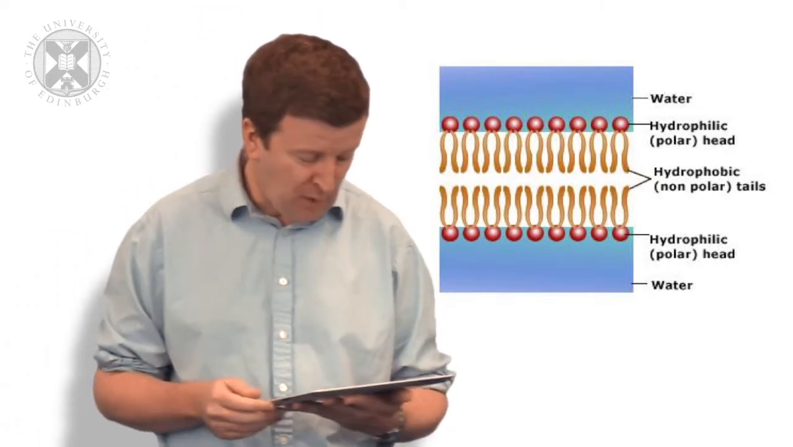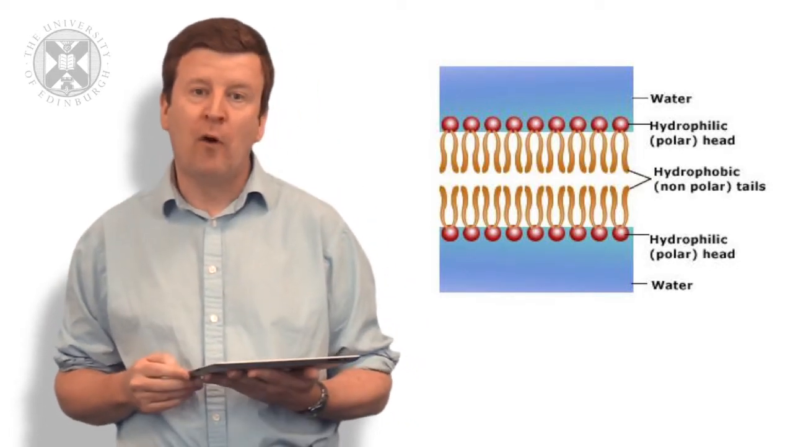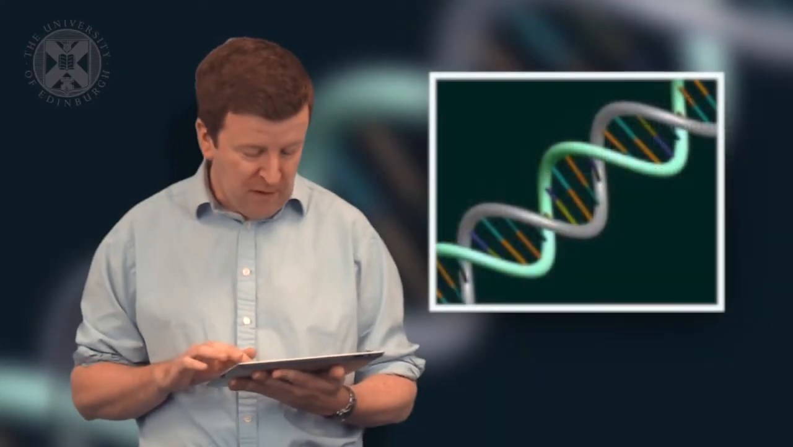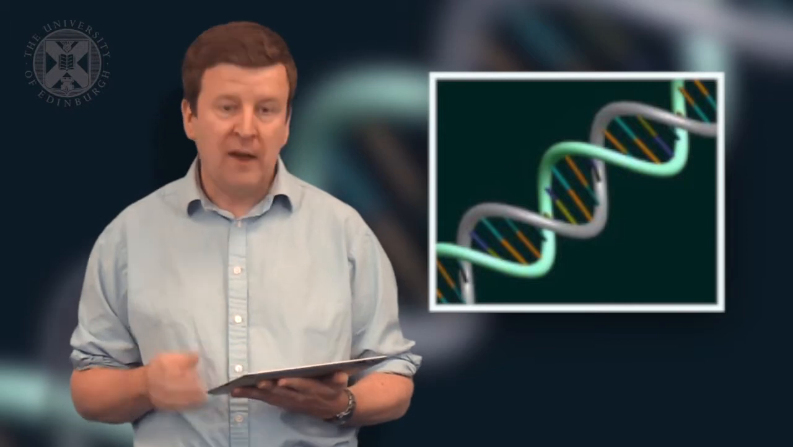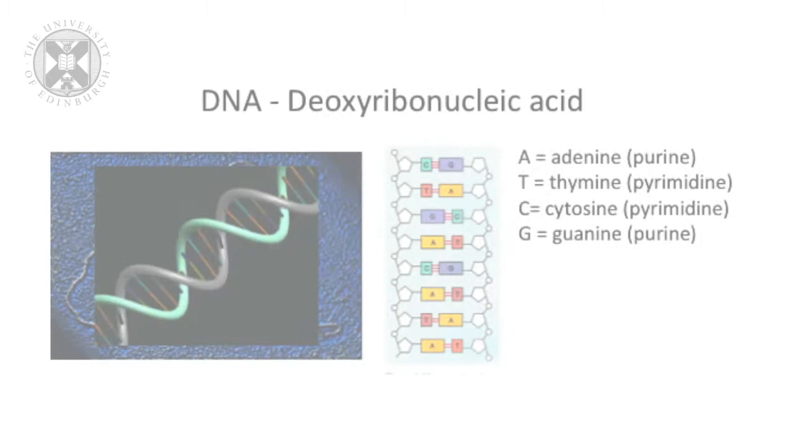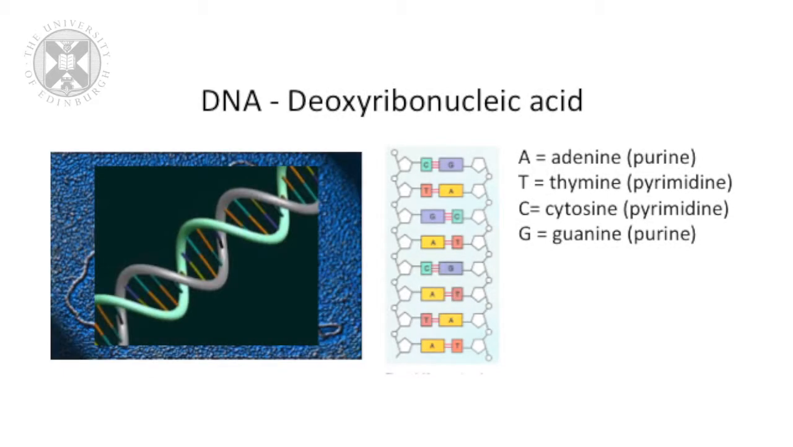Once we've formed a membrane in this way, we then have to form an information storage system, and this is made up of DNA, deoxyribonucleic acid. Let's have a little bit of a look at this molecule and see how it works, see how it functions in its role both as an information storage system but also in transmitting information from one generation to another.